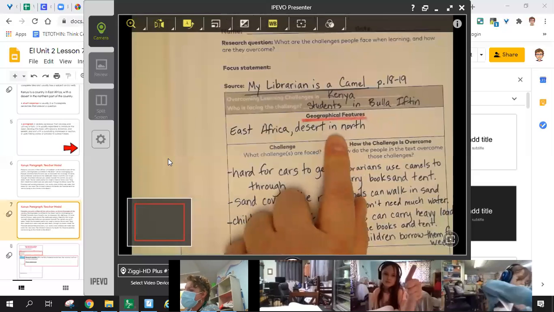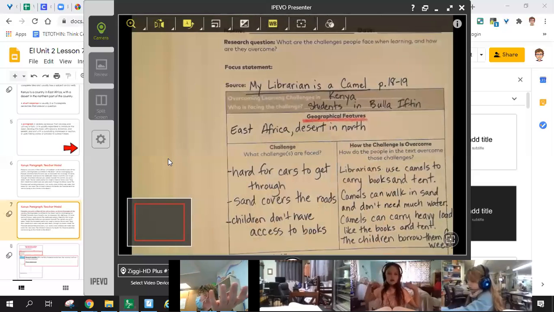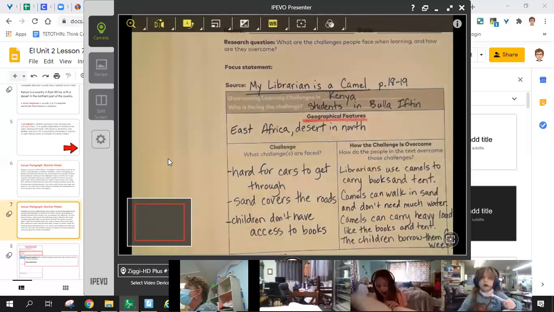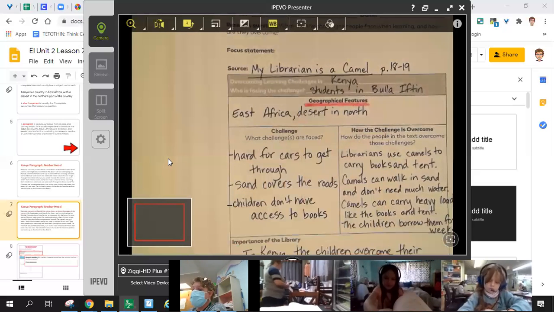So you're going to notice that everything that I have on the note catcher is going to be in my paragraph. And so we're going to look at where did I get those ideas on my note catcher to put them in my paragraph.